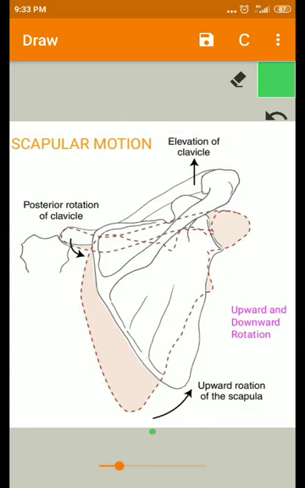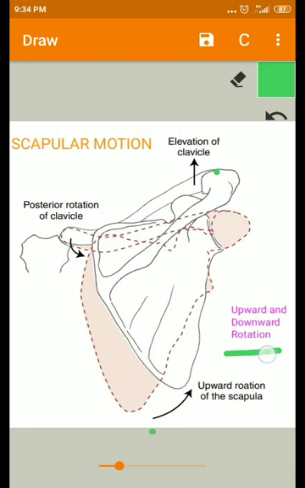Okay, so those movements are upward and downward rotation. This is the upward and downward rotation. And the next one is the internal and external rotation and anterior and posterior tilting. These are the three scapular motions. Out of these three scapular motions which occur at the acromioclavicular joint, the most observable movement at the scapula is upward and downward rotation.